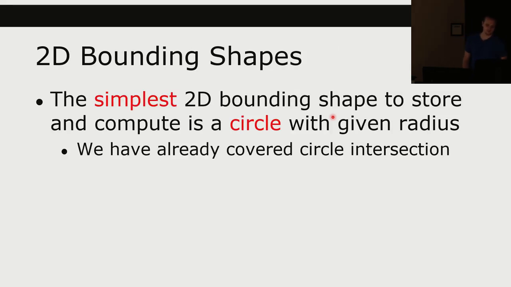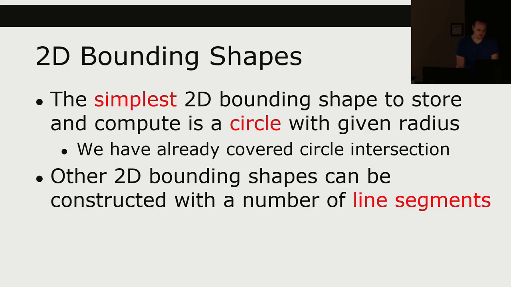So the simplest 2D bounding shape to store and compute is a circle with a given radius. We're looking at that in assignment 2. We've already covered that, so I don't need to go over it again. Basically, we just have a point and we have a radius. You can't get much simpler than that. I guess a point would be simpler, but that's almost 0-dimensional, not 2-dimensional.